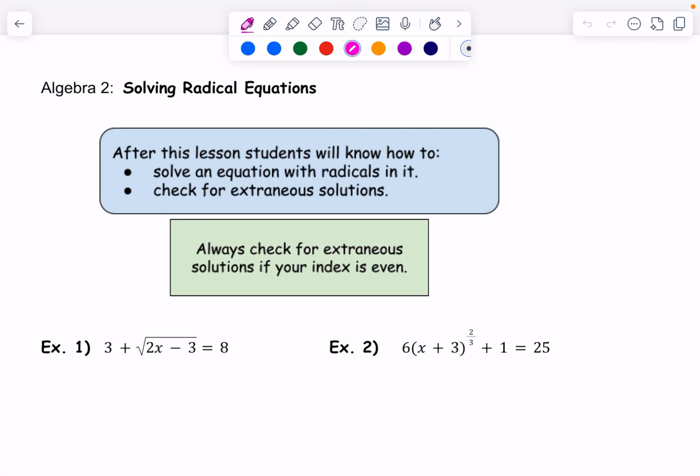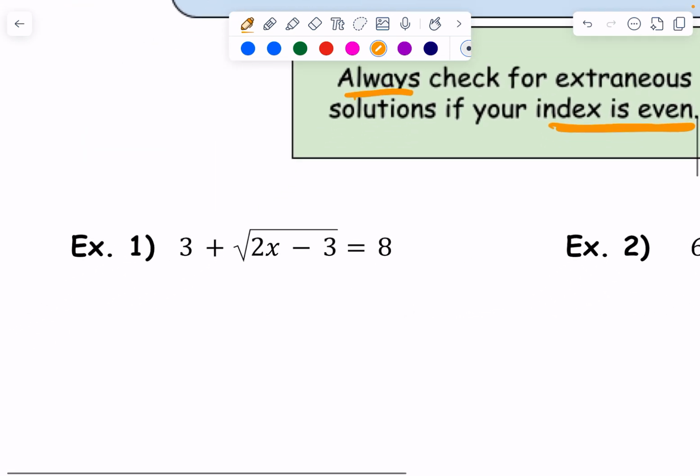This lesson we're going to learn how to solve radical equations. We have to remember that we're going to check for extraneous solutions, which are solutions that would make the statement false. After you substitute it back into the equation, it doesn't make sense. You get something like 5 equals 10. We're always going to check for these solutions when your index is even. Not so much when it's odd, not necessary.